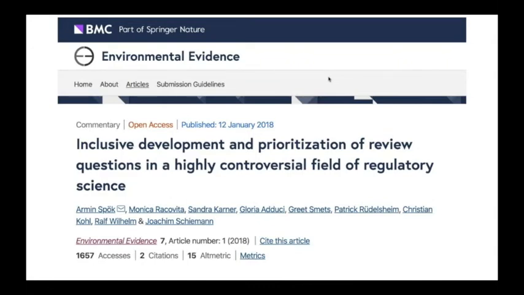Armin Spök and his colleagues have been working in a big project called GRACE, which has focused on GMO, genetically modified organisms, doing systematic reviews across topics within that field. They talk about their experiences in trying to have a very inclusive stakeholder engagement process in identifying topics and then prioritizing which questions they wanted to take through to systematic review. And in particular doing this in a very controversial, conflict-ridden topic of regulatory science and GMO.